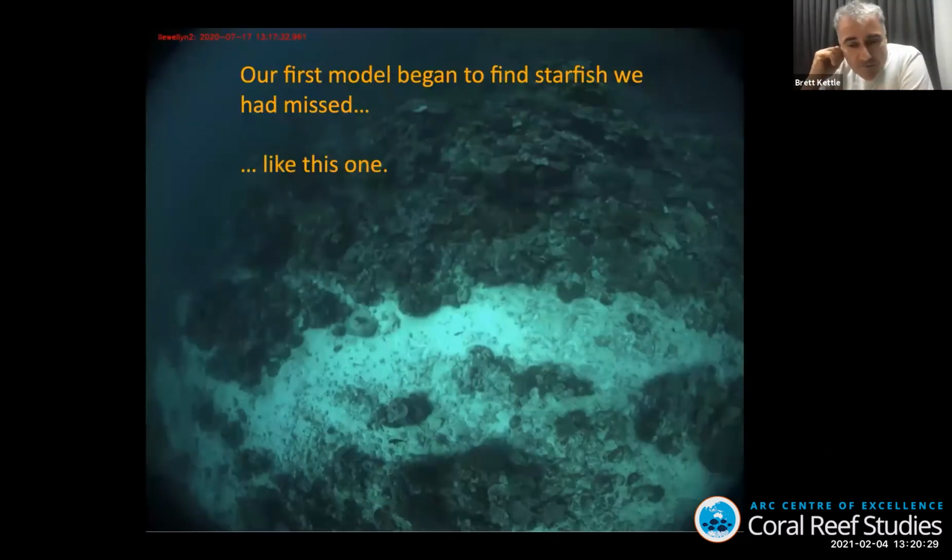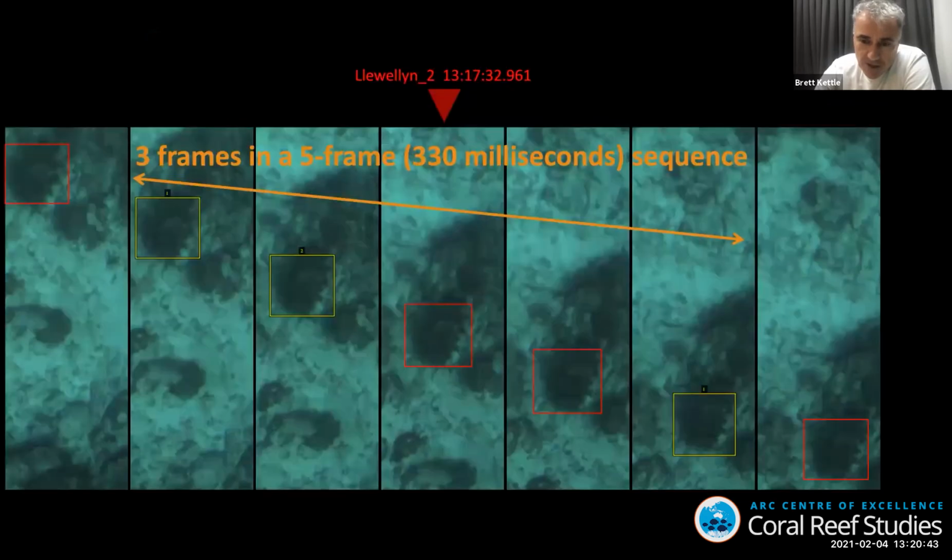Very early on, our first model began to find starfish that we had missed. And it's quite interesting, the process by which that happens. There's the starfish down there. Don't know how many of you saw it in that frame. In reality, the computer missed it in this frame here, detected it here, missed, and detected again.